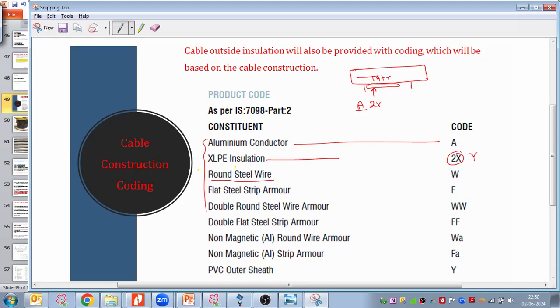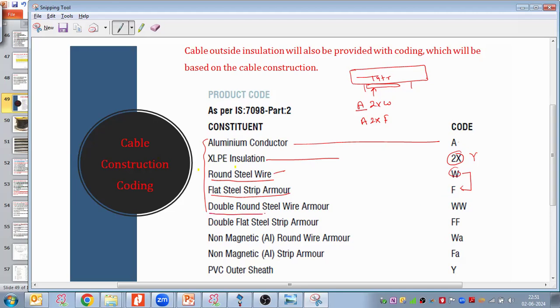Round steel wire and flat steel strip: this is about the armoring. If it is round wire armoring, then W will come, and if it is flat armoring, then F will come. We have discussed where we go with the wire and where we go with the flat, right? If the cable diameter up to the armoring is up to 13 millimeter, then we go with the wire, and above 13 millimeter, we go with the flat.